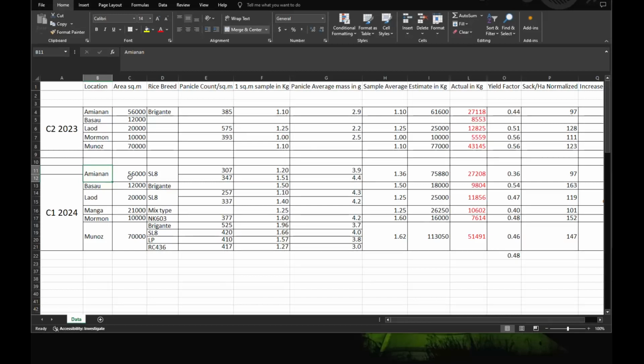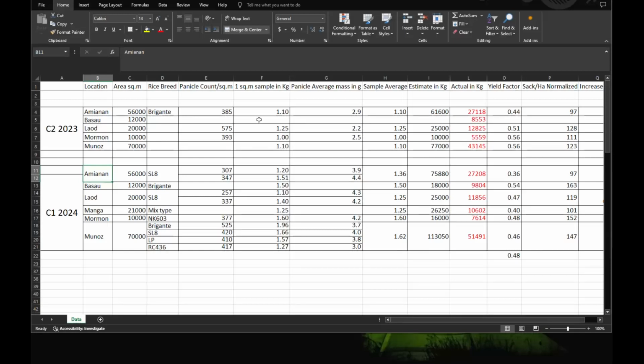Last year, around August 2023, second crops, I wanted to understand why the estimate yield is not following the actual yield. So I noticed that in the case of Basao, I didn't have the estimate because I didn't have the panicle count and the square meter sample.